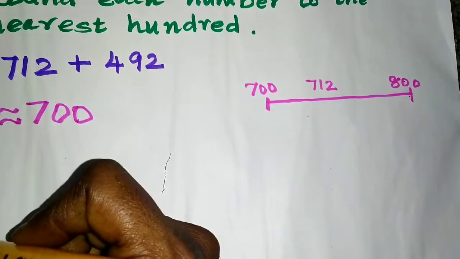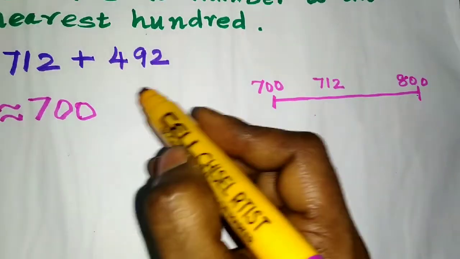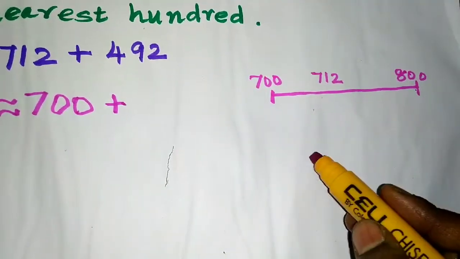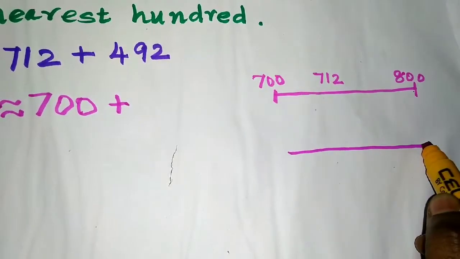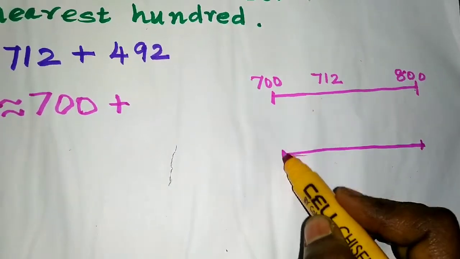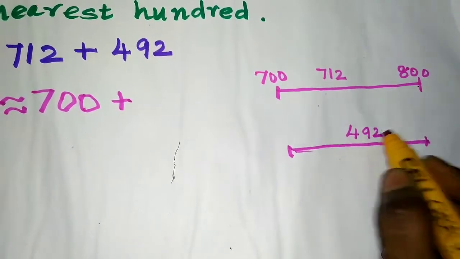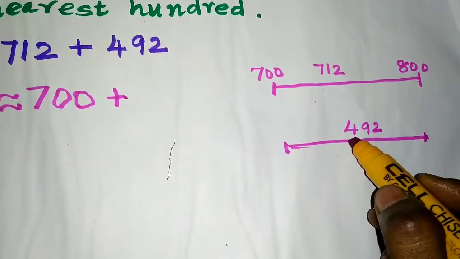Here we have to use the approximate symbol. We should not put the equal to symbol because we are rounding off the value. Now add 492, but after rounding off the value. Are you clear? After rounding the value for 492, you have to add it with 700.